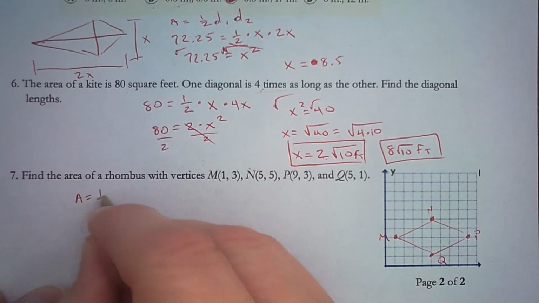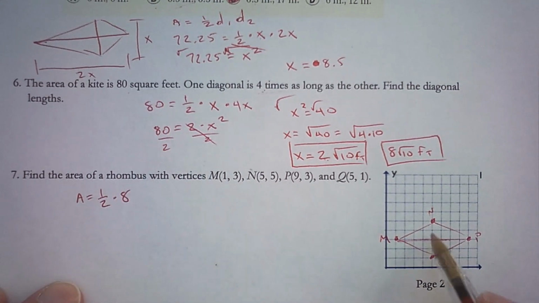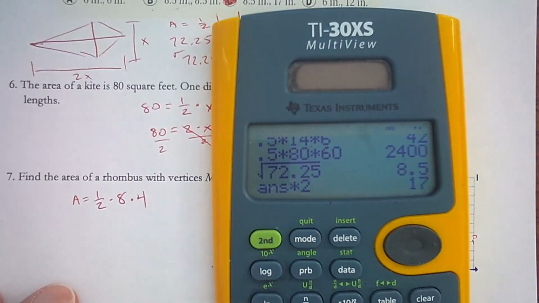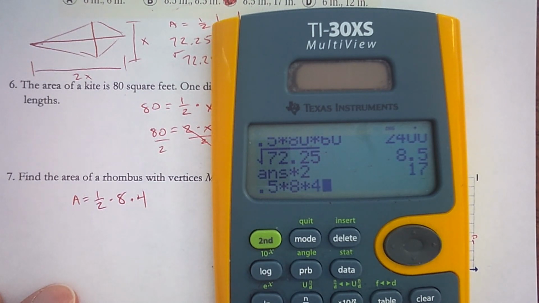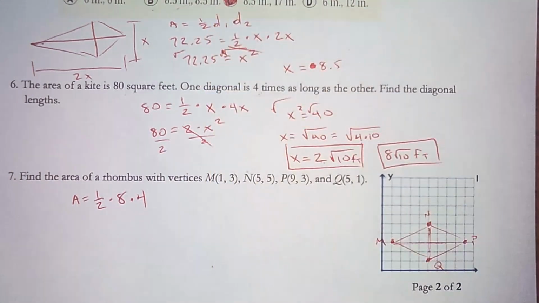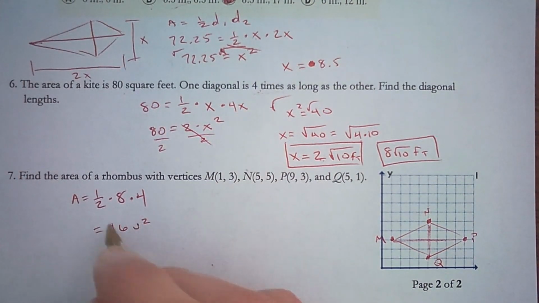So the area is half times diagonal 1 times diagonal 2. Now I can count these diagonals. I've got 1, 2, 3, 4, 5, 6, 7, 8. And then this diagonal is 1, 2, 3, 4. Half times 8 times 4. Now I really should be able to do this one in my head. Half of 8 is 4, times 4 is 16. So I have an area of 16 units squared.